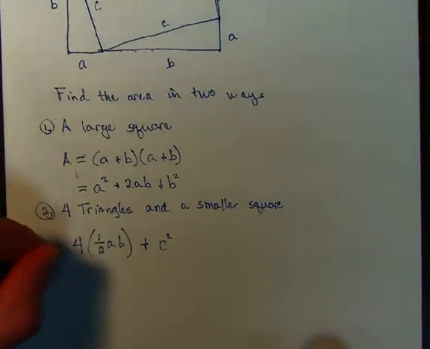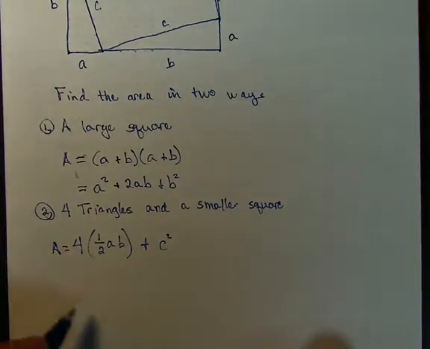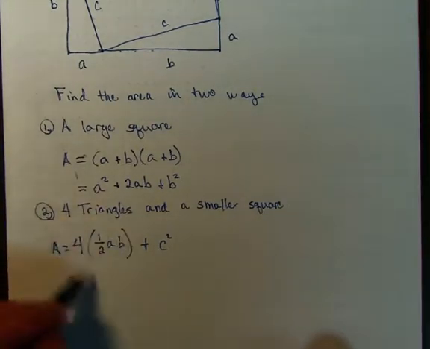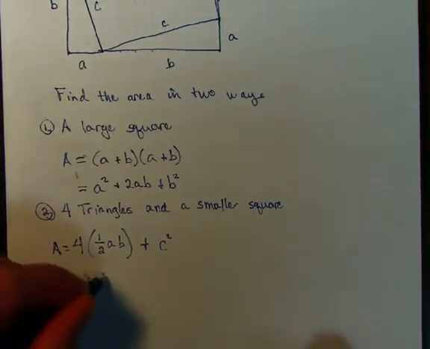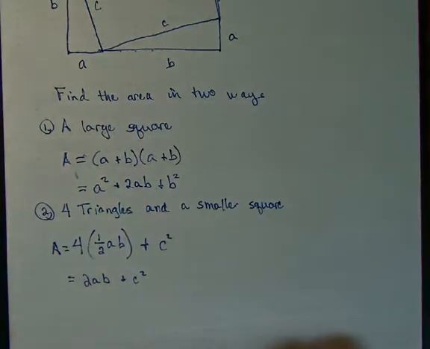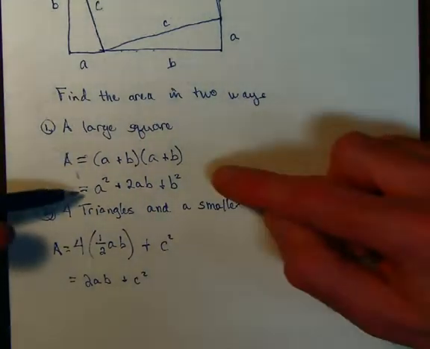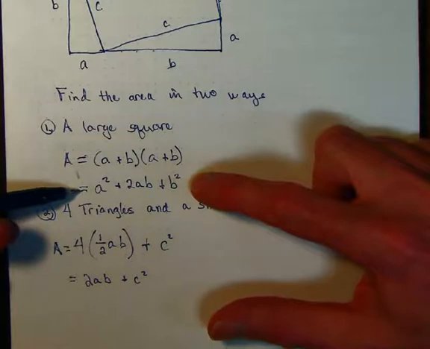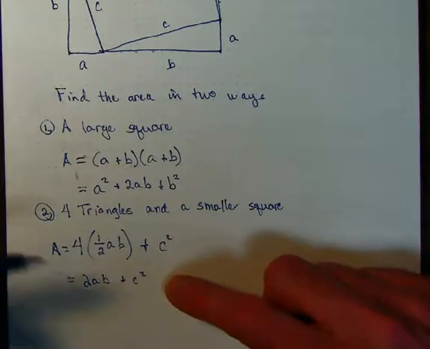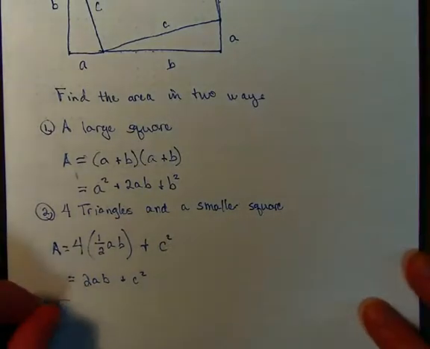So the area of our figure A would be given by this expression here. Of course, we could simplify right here. That's 2AB plus C squared. So this expression gives the area of my figure, and this expression also gives the area of my figure. So those two expressions must be equal to each other.